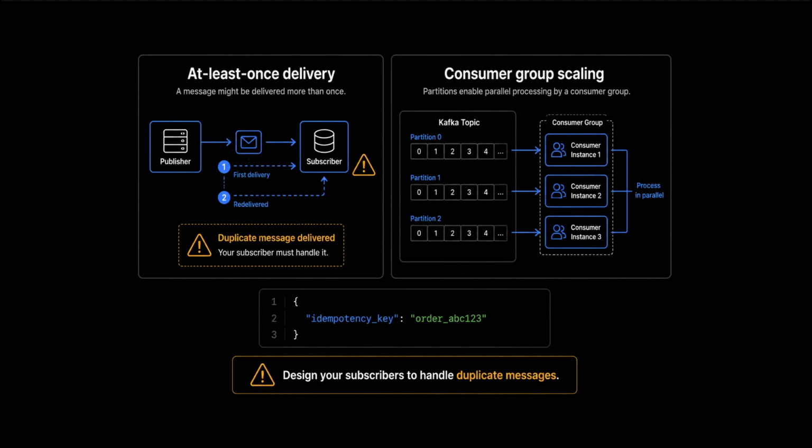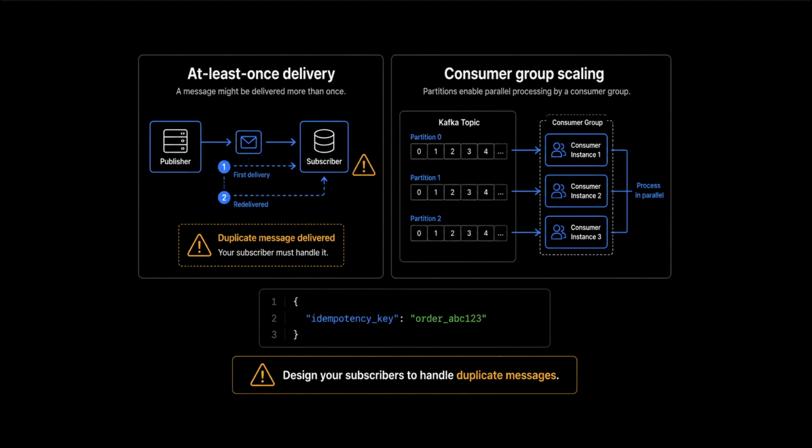Second thing is ordering. If your subscriber gets order shipped before order placed, you've got a problem. Some systems like Kafka preserve ordering within a partition, but across partitions, you're on your own. So these aren't reasons to avoid the pattern, they are just the trade offs you are signing up for when you go this route.